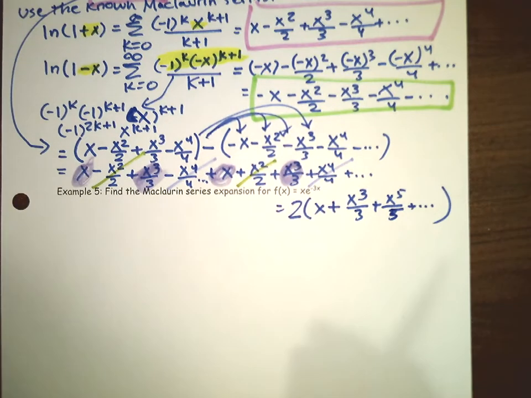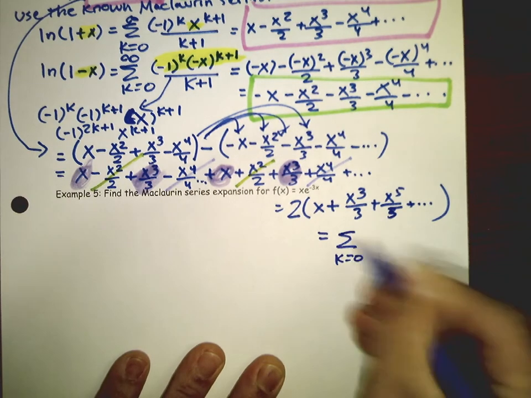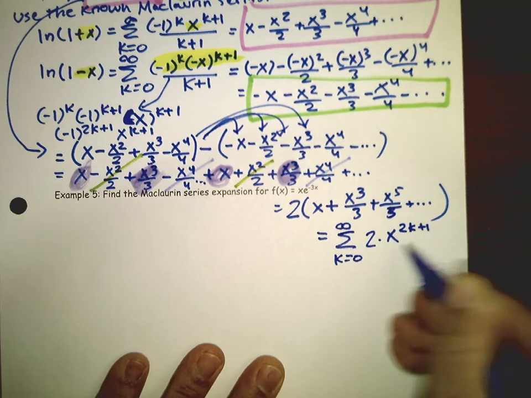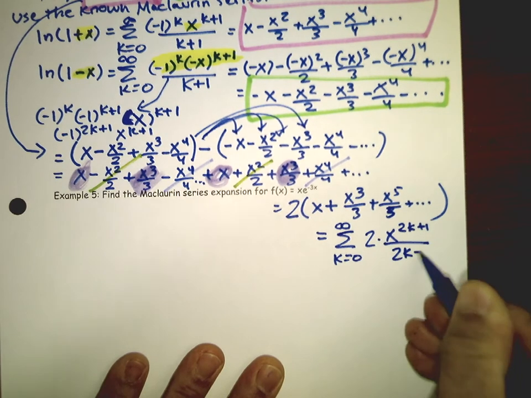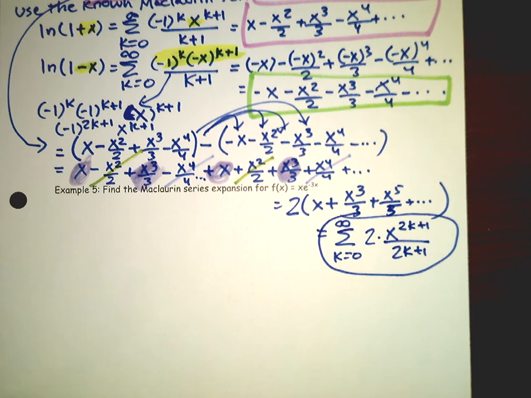So now I can rewrite this as the sum k equals 0 to infinity of 2 times x to the 2k plus 1 over 2k plus 1. So there you go. That's how I would write the Maclaurin series for f of x equals natural log of 1 plus x over 1 minus x.